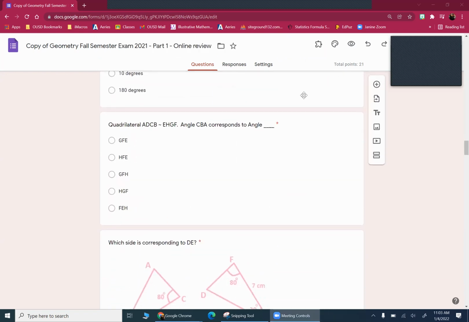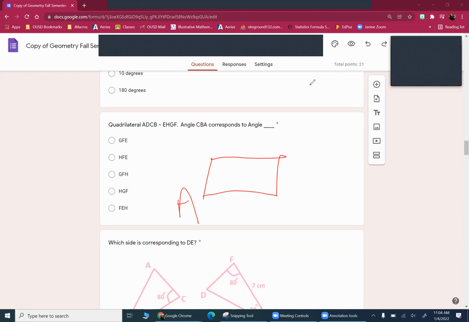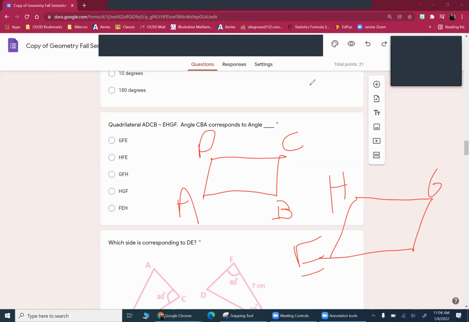Next one. Quadrilateral ADCB. So if I was actually going to draw this out, which I don't really need to do, but if I was going to draw it out, I could do maybe something like this. ADCB, because we go around, and it is congruent to some other one that I'm going to draw down here, which is EHGF. And I didn't need to do that because it's just asking angle CBA.